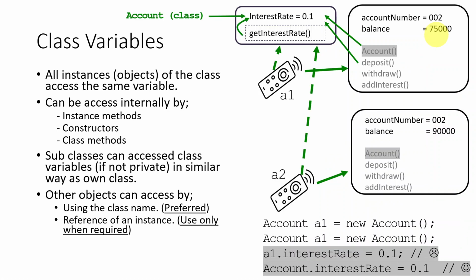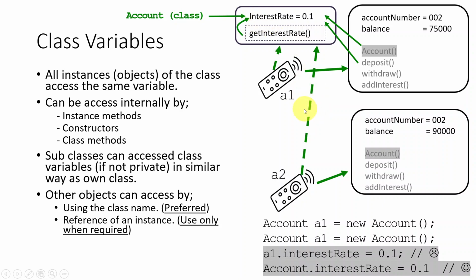Now let's look at the class variables. Class variables are variables where we have only one value per class, and every object can refer to the same value. Internally, your constructors and instance methods have access to the class variables, and also your class methods have access to the class variables. From outside, the preferred way of calling the class variables is through your class name. And again, it's better to call the class method and let the method access the class variable.